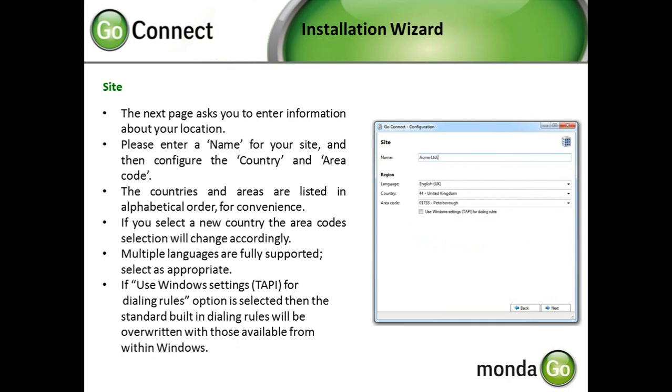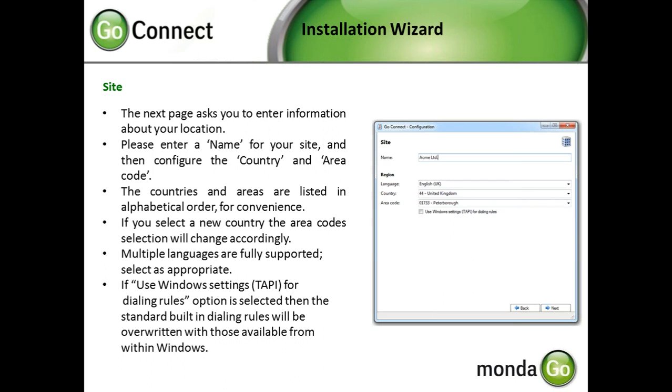It could be that if you're using multi-site or the Go site license, you would have two sites set up, one say Manchester and one Liverpool, whatever is appropriate for your customer. So you give them a unique identity in there, and then use the correct language, country and area code information. That area code information there is relevant for the dialing rules, so we know where we're dialing from, which helps dialing out work correctly. You will see that there's a tick box at the bottom here for using the Windows dialing rules, using the TAPI configuration.